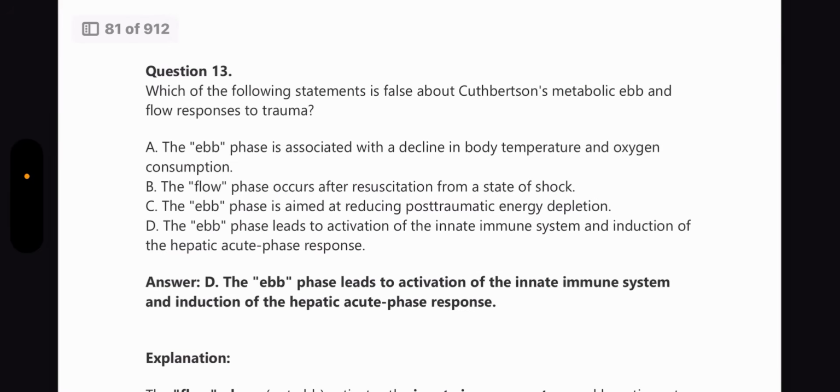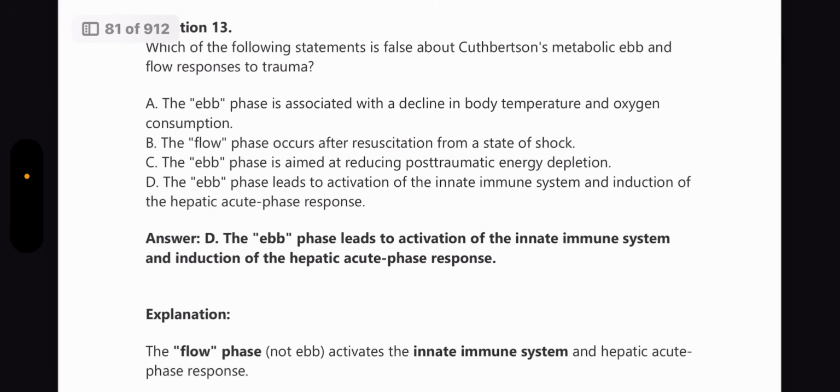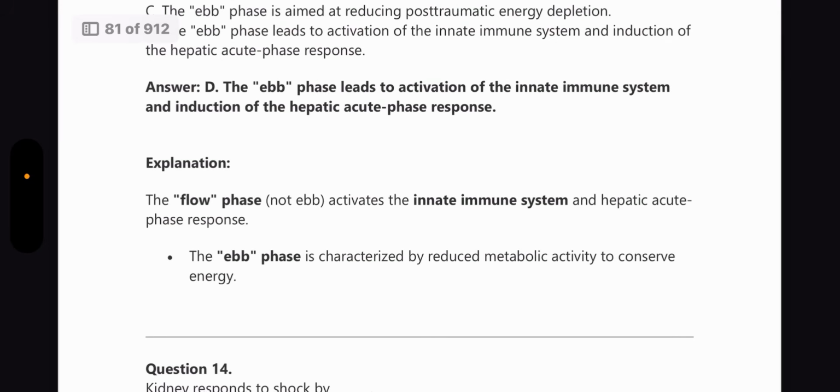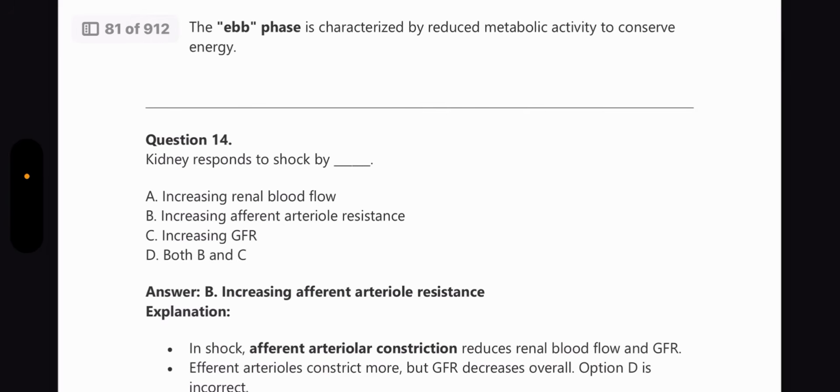Which of the following statements is false about Cuthbertson's metabolic ebb and flow responses to trauma? The ebb phase leads to activation of the innate immune system and induction of the hepatic acute phase response. The flow phase activates the innate immune system and hepatic acute phase response. Ebb phase is characterized by reduced metabolic activity to conserve energy.